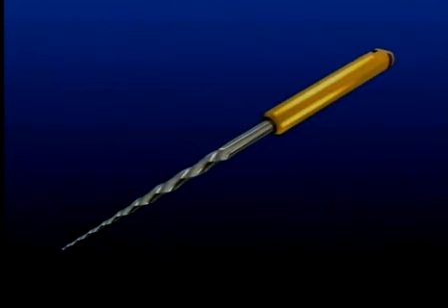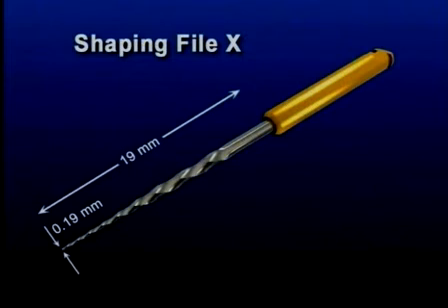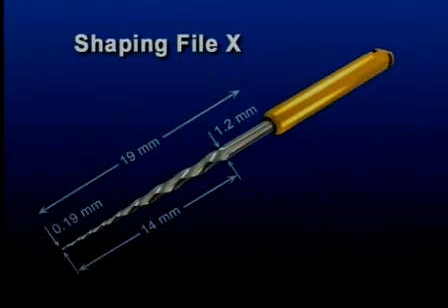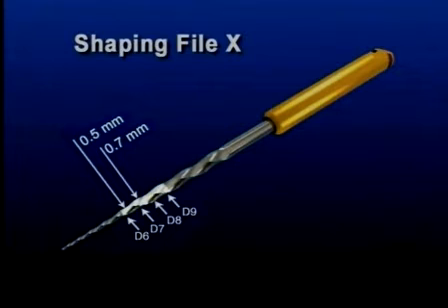The auxiliary shaping file, or Shaper X, has an overall length of 19 millimeters, providing excellent access in restrictive areas. Shaper X has a D0 diameter of 0.19 millimeters, a modified guiding tip, 14 millimeters of cutting blades, and a D14 diameter of 1.2 millimeters. Shaper X has a much faster rate of taper from D0 to D9 as compared to the other 2 shaping files. For example, approximately at D6, D7, D8, and D9, the instrument's cross-sectional diameters are equivalent to 0.5, 0.7, 0.9, and 1.1 millimeters respectively.